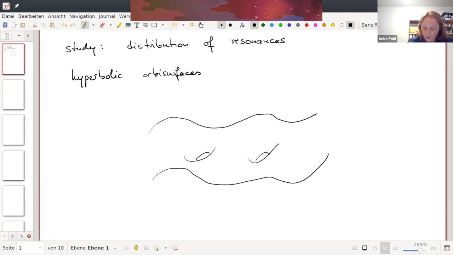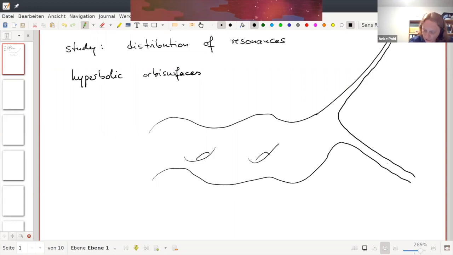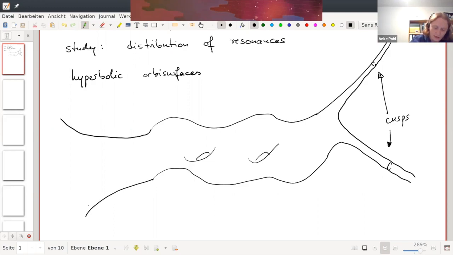And it can have two types of ends. It might have ends which have finite area, like these here. They become very narrow at the end, so they accumulate only finite area. These are called cusps. It can also have ends which are very wide, so they accumulate infinite area, like these here. These are called funnels, or funnels if there are more.